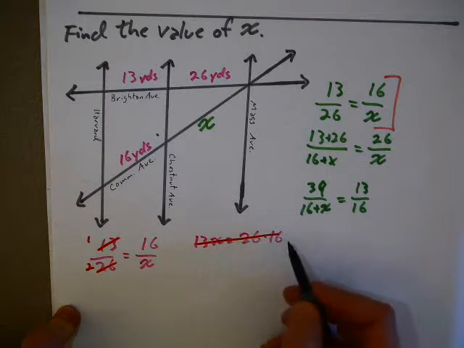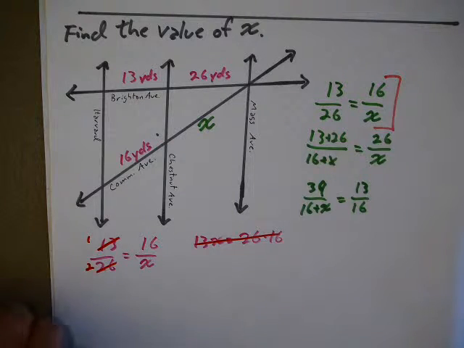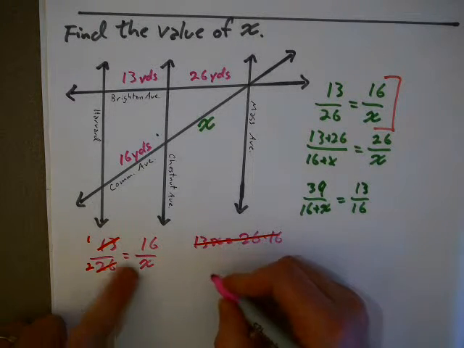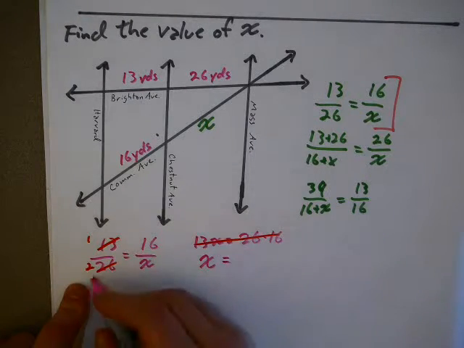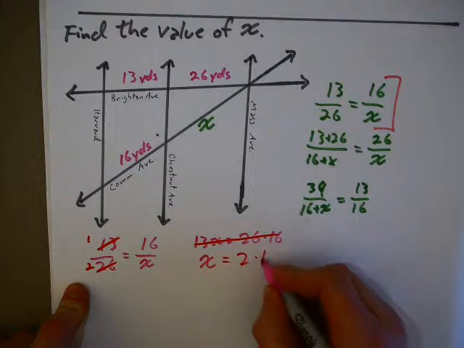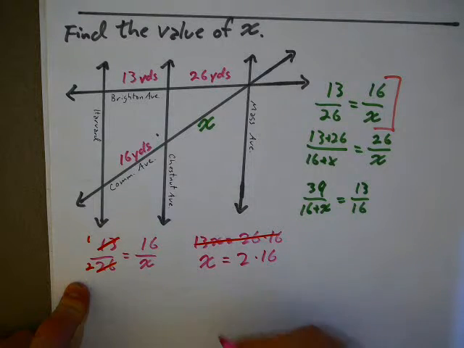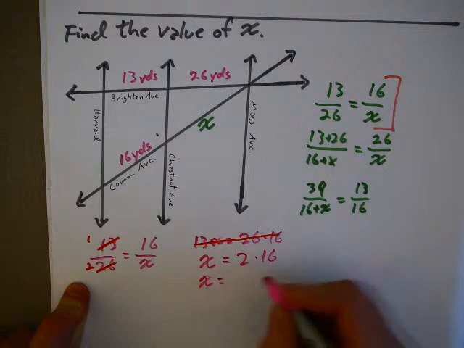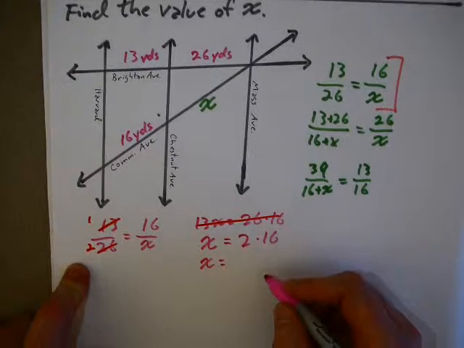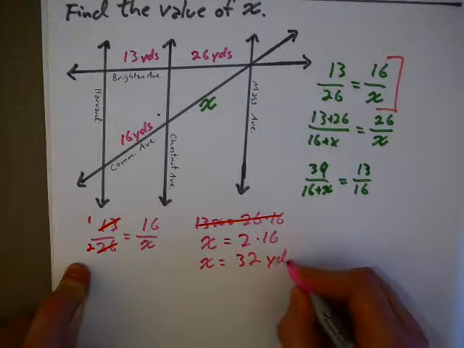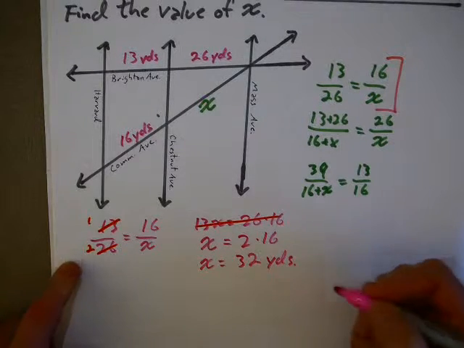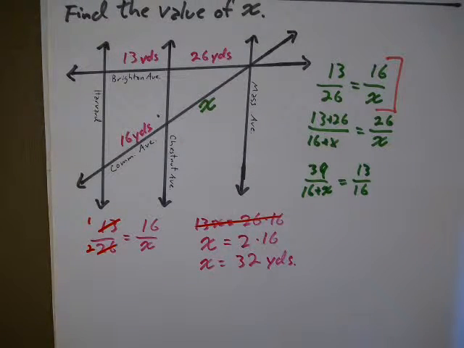So instead of doing that, what I'm going to come up with is 1 times x, so x, and that's going to equal 2 times 16. So I simplified the fraction before I did this. So that's going to give me x equals 32, and I said it was 32 yards. So that's one way that you can use dividing segments into proportional parts.